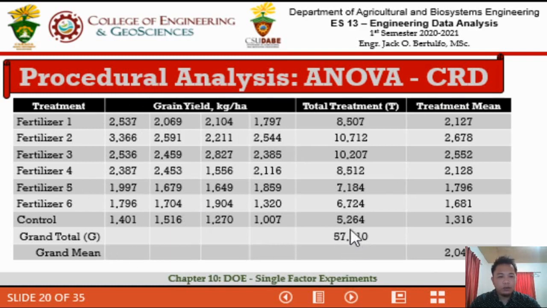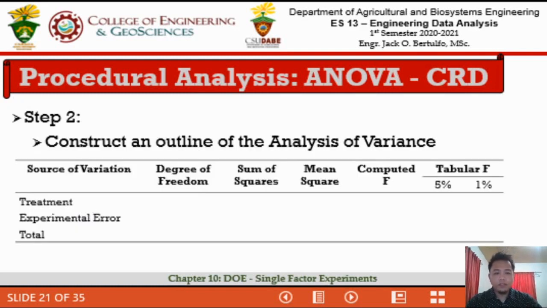So after you have calculated the grand mean and the grand total, you also have the total for every fertilizer treatment. After that, you construct an outline for the analysis of variance. So the table looks like this. You have first the source of variation, which again has 2 for CRD. You have the treatment and the experimental error, plus the total. Okay, the next column is the degrees of freedom.